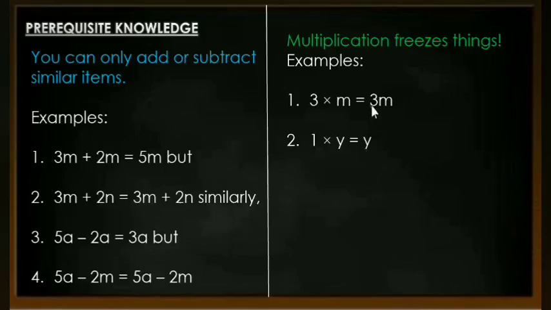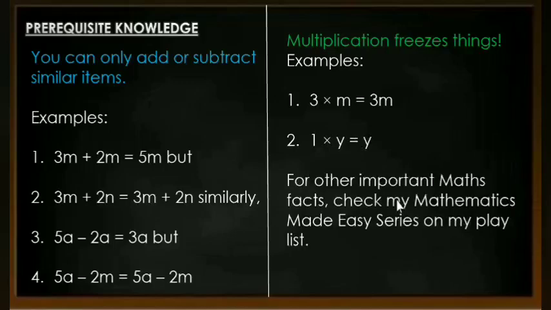Take note, the number that is frozen to an alphabet is referred to as the coefficient of that alphabet. In other words, in this first example here, the coefficient of m is 3. That is the number or alphabet that has been frozen to the variable we are considering. So in this second example, the coefficient of y is what? 1, an invisible 1. Okay, all right, let's move ahead.